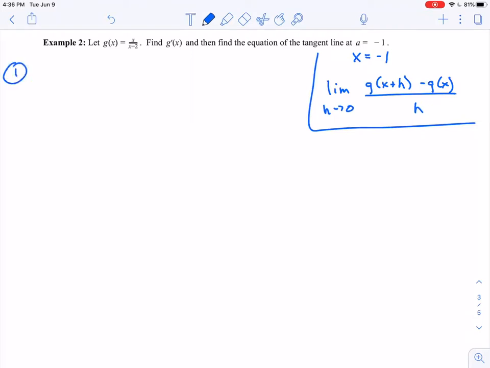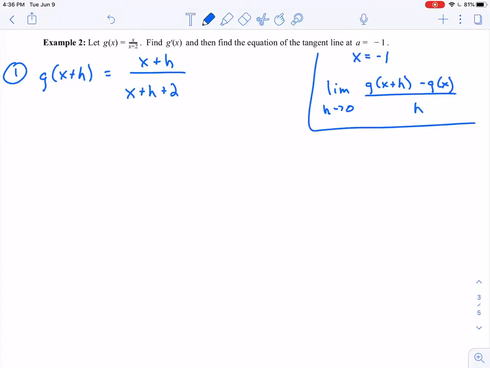So step 1, again, I'm going to break this down. I'm just going to look at g of x plus h. So g of x plus h is x plus h divided by x plus h plus 2 here. Well, there's nothing I can really do. I can't cancel these because of this plus 2 in the denominator, so let's move on to the next step then.